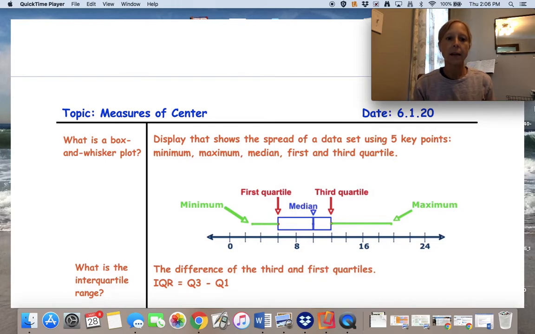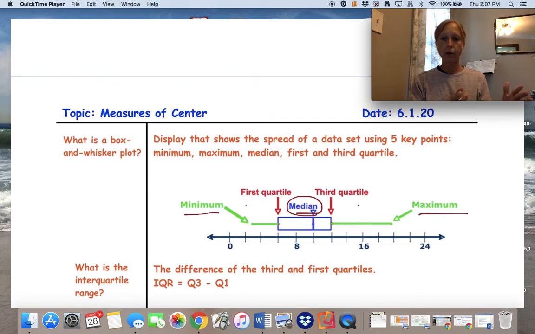Our next topic is a box and whisker plot. Hopefully this is something that you've seen before in your middle school pre-algebra classes or your Algebra 1 classes. And what a box and whisker plot does is it displays the spread of the data. The 5 key points that we use to show the spread of the data are the minimum and maximum, the median, and then something called the first quartile and the third quartile. What the quartiles are is the middle of the lower half, that's your first quartile, and the middle of the upper half is your third quartile.